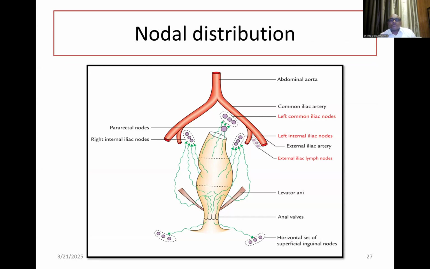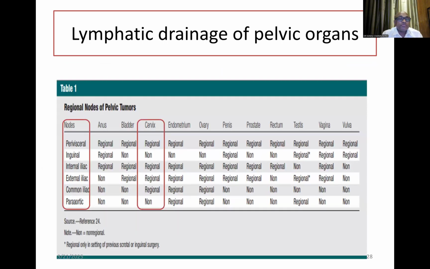If you see the nodal distribution, starting from the para-aortic nodes, common iliac, left common iliac, bilateral iliacs, external iliac, internal iliac, obturator, anal, superficial inguinal nodes, presacral, all nodal distributions are important. If you see perivisceral involvement, inguinal involvement, internal iliac, external iliac, common iliac, para-aortic, you have to see everything. Mostly inguinal and para-aortic node involvement is non-regional, all others are regional.